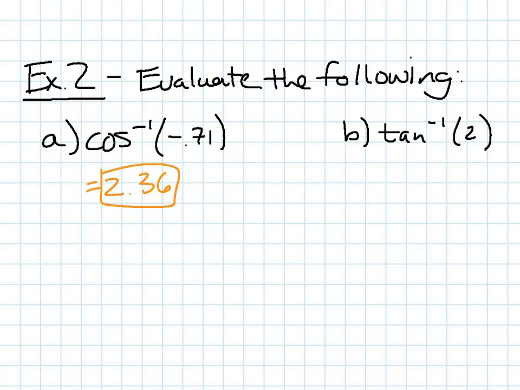That's going to be an answer in radians, because we don't really do degrees with this. And then tangent of 2 gives me the value 1.107, or you could write 1.11 if you'd like. Okay, so then that's how we do those.